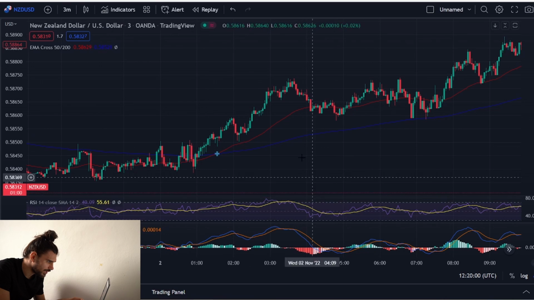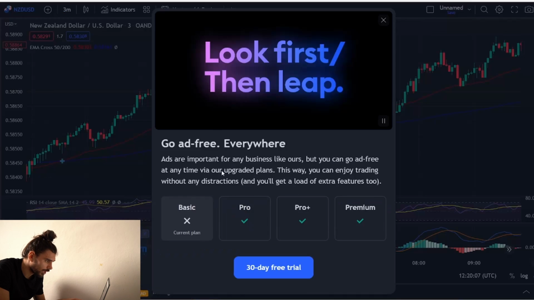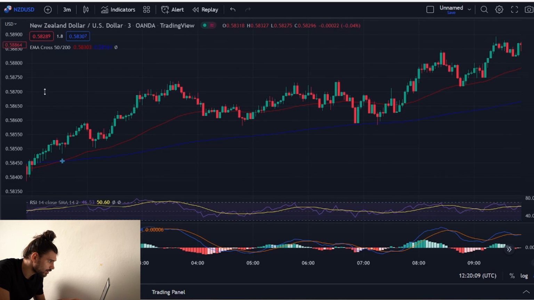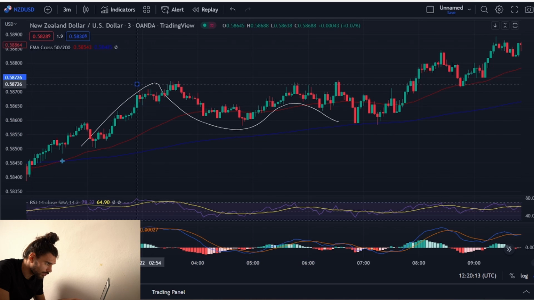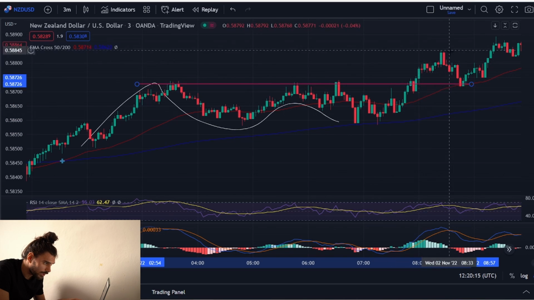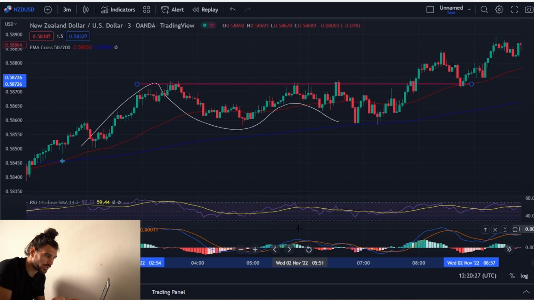Here in front of me is the New Zealand dollar, US dollar, and if I zoom in a little bit, I can see the market is going to the upside. So we have a bullish trend forming higher highs, higher lows. This last structure was broken right around here. We had a retest and then the market continued to the upside. But I'm looking for a reversal here, so I'm looking for the market to turn around.